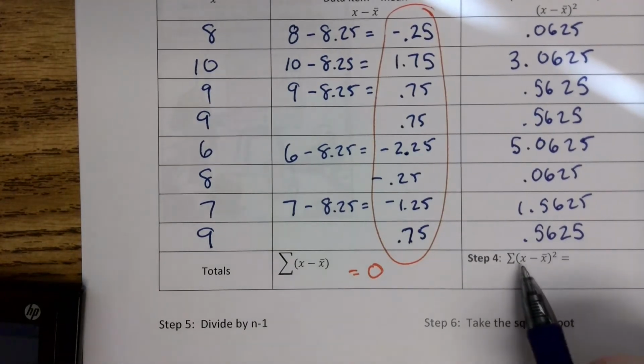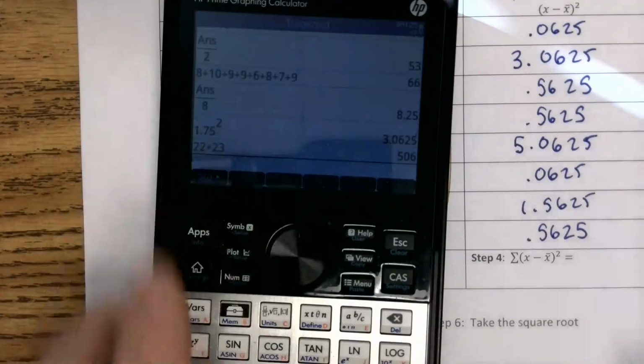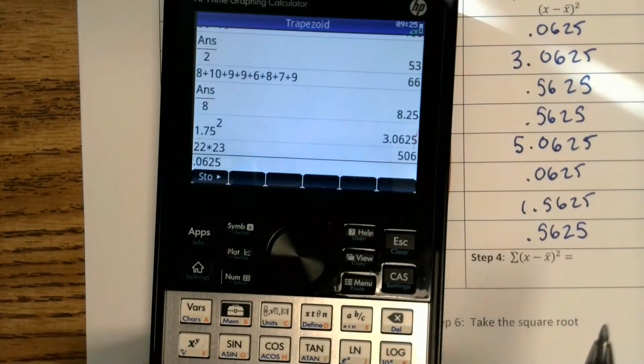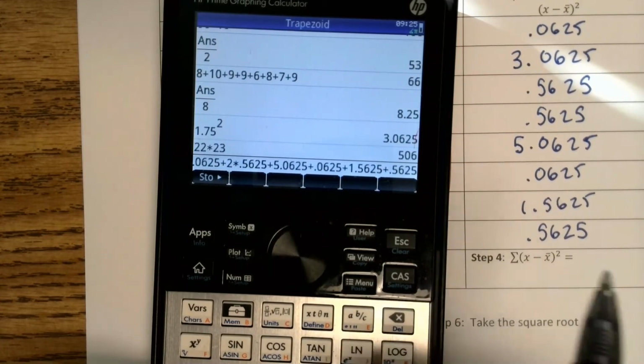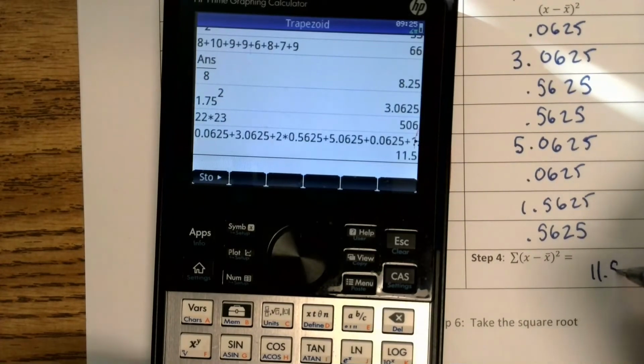Okay, the next step is add them all up. Grab a calculator. I got 11.5. It's nice. Not too bad.